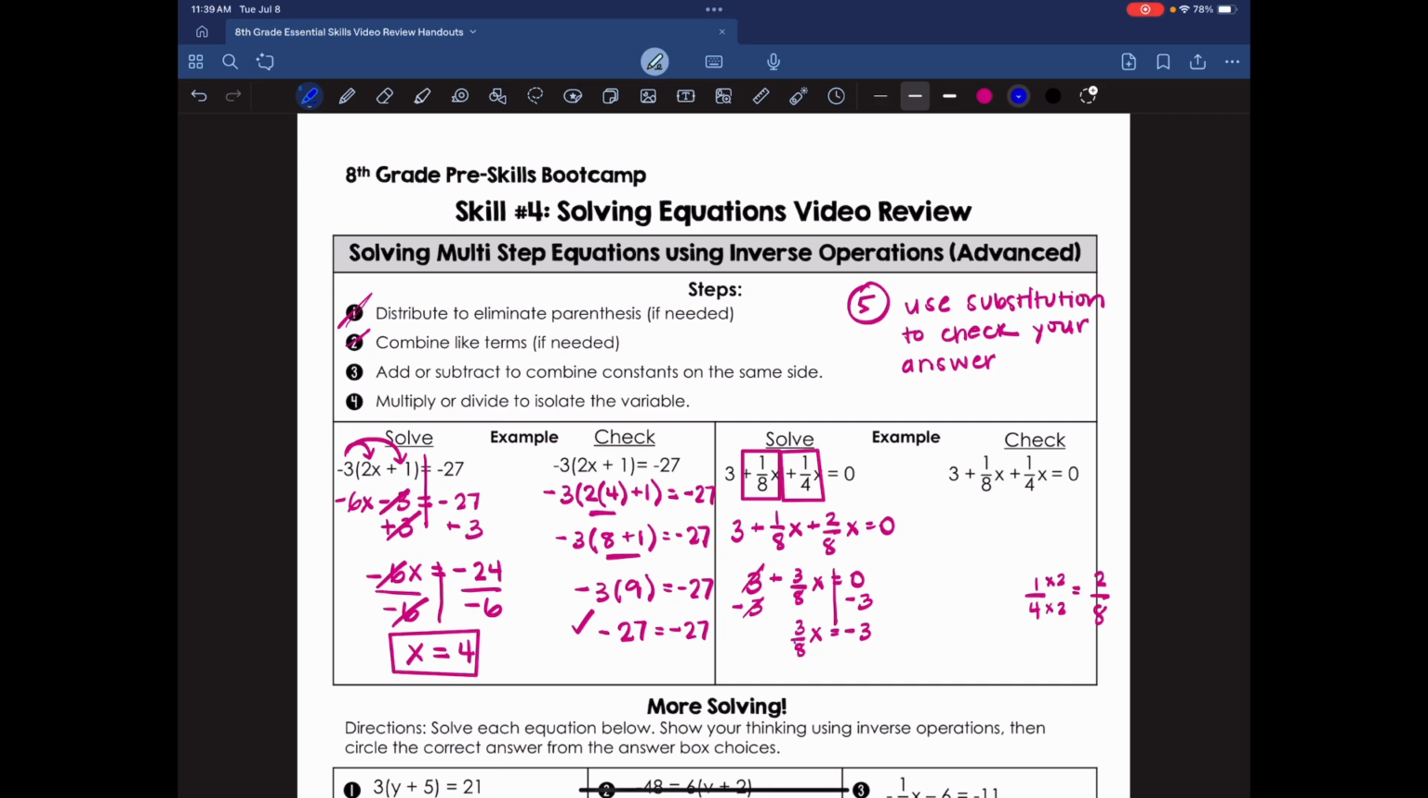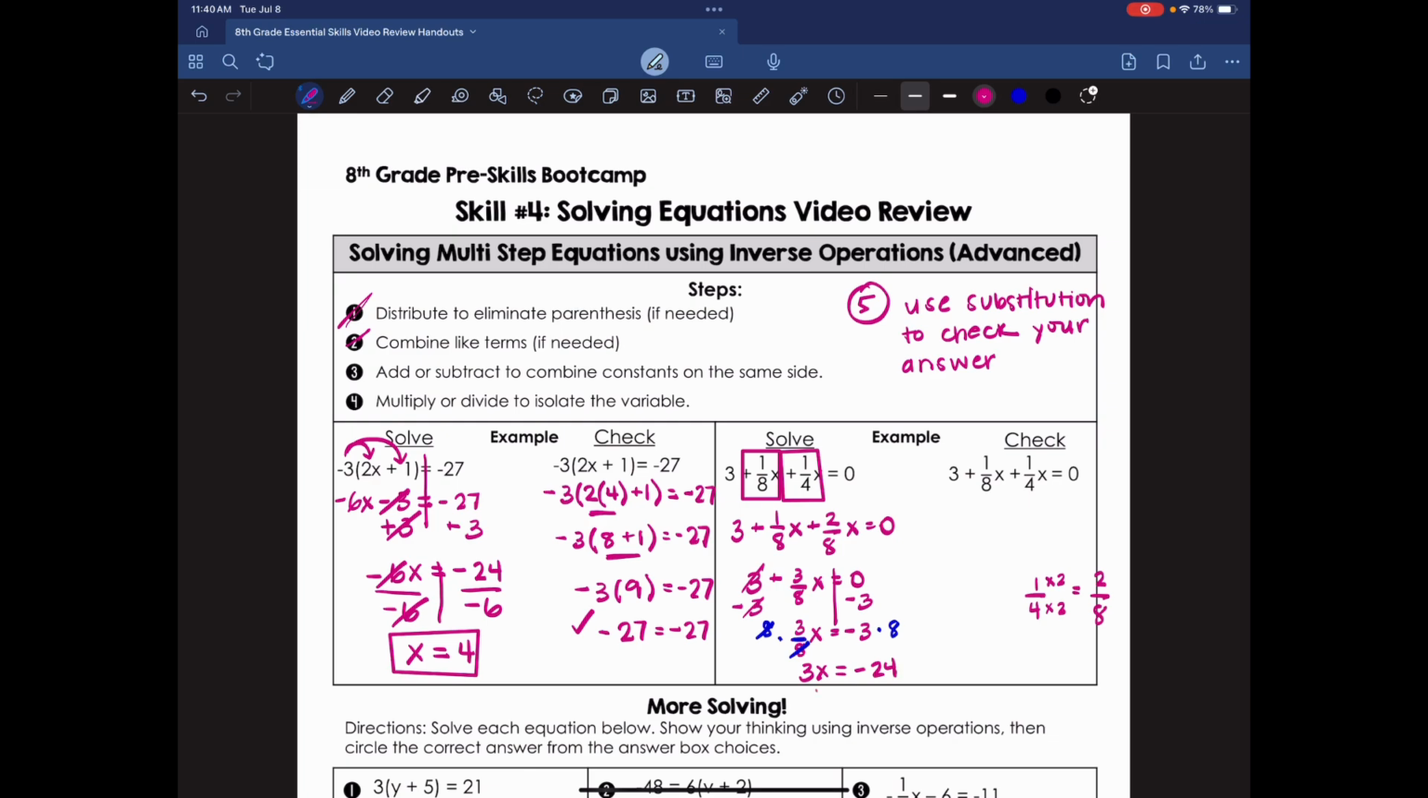I'm going to start by getting rid of the denominator first. So this line here means we're dividing. The opposite of division is multiplication. So I'm going to multiply both sides by that denominator. The 8's will cancel out, and we are left with 3x on the left side. And on the right side, we are left with -24.